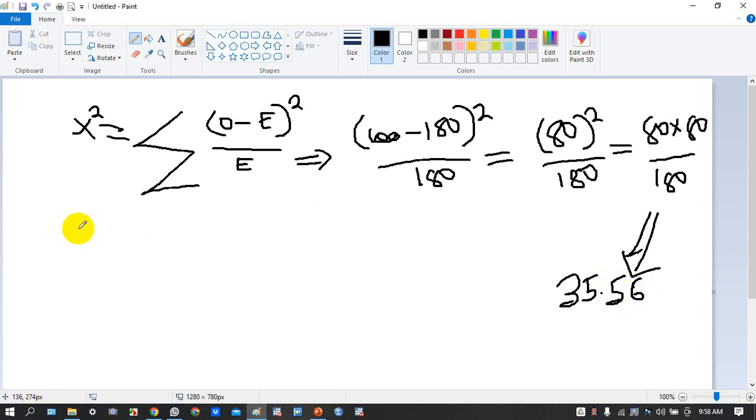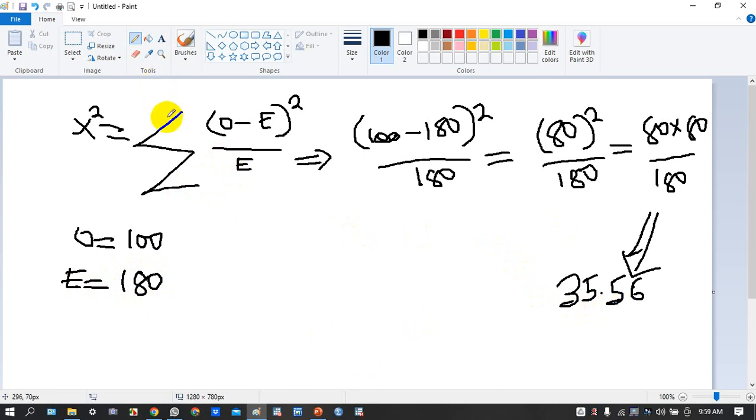Because realize that the observed is equal to 100, and the expected is what we already know. So we are expecting it because we already know that if you drink acid, you will die. So that is our null hypothesis. That is 180. So when we compute this, we'll end up getting 35.56.